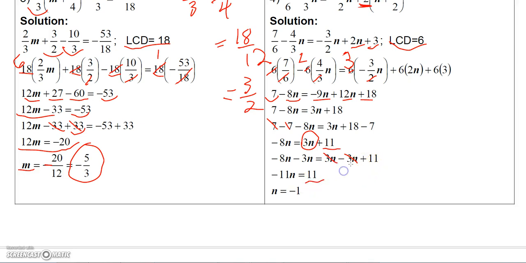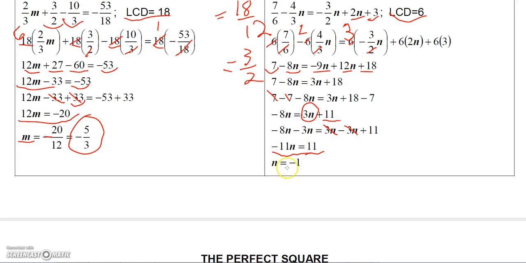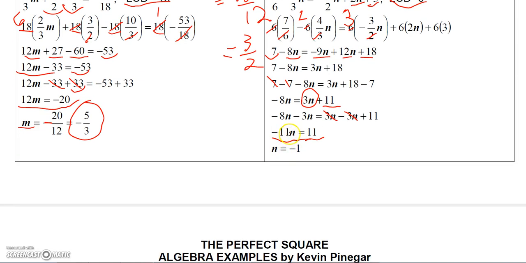And then since I've subtracted 3n from the right, I've got to subtract 3n from the left. So that's minus 8n minus 3n, which is negative 11n. And that's going to give me negative 11n equals 11. And then all I have to do now to solve for n is divide both sides by negative 11. And if you take 11 and divide it by negative 11, you actually get negative 1. And so there's your final answer.